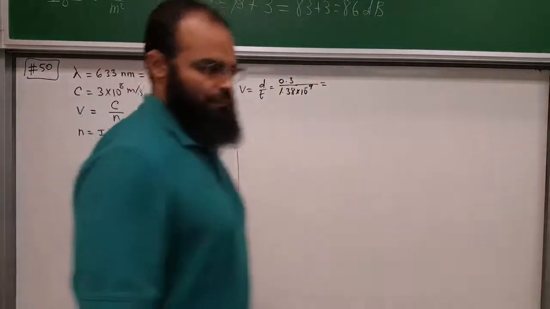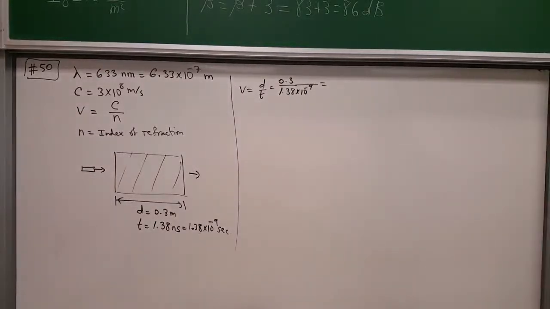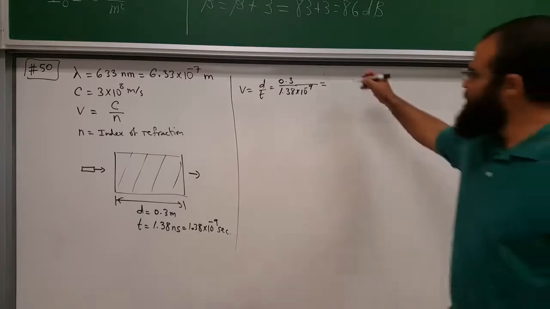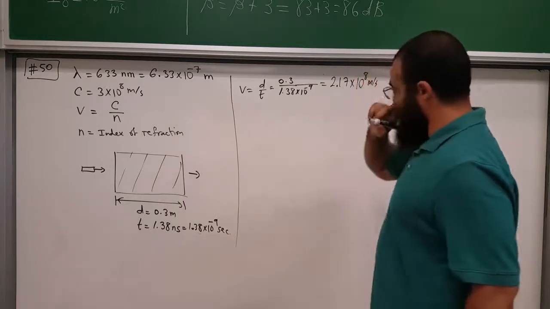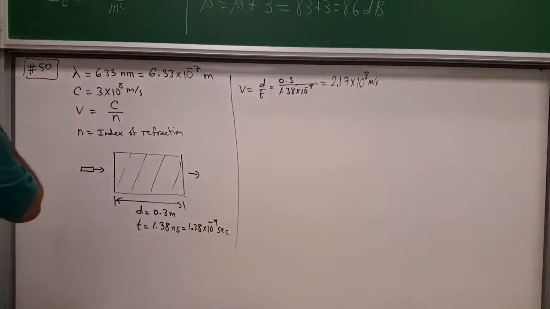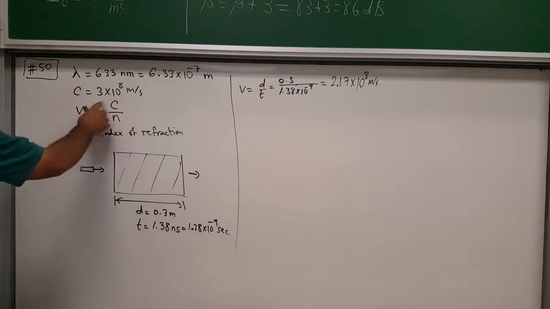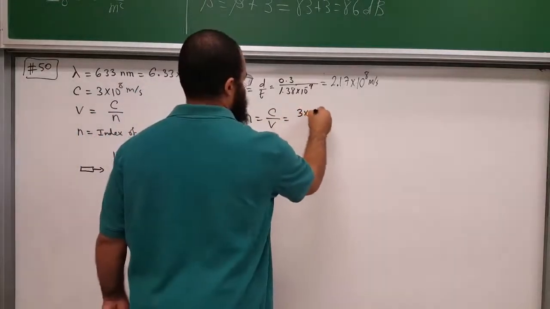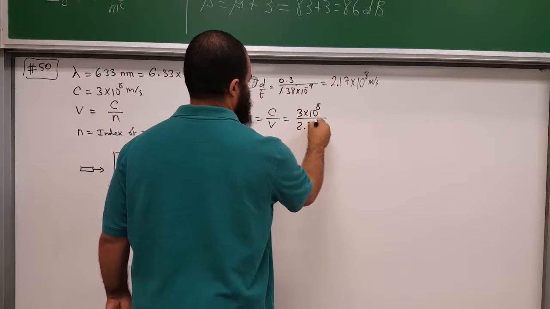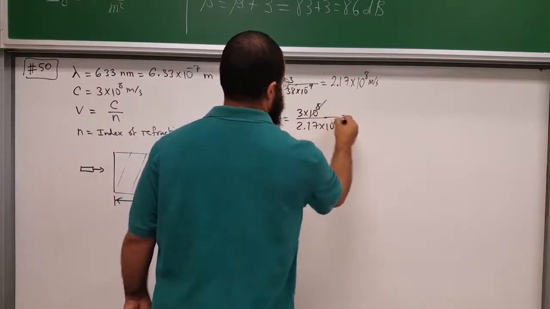So let's write it down. 0.3 over 1.38, and then times 10 to the minus 9. So that would be 2.17 times 10 to the 8 meters per second. Let's figure out the index of refraction of this medium here. We have c over n is v, so c over v will be n. And that's 3 times 10 to the 8 divided by 2.17 times 10 to the 8. The 10 to the 8 cancels.